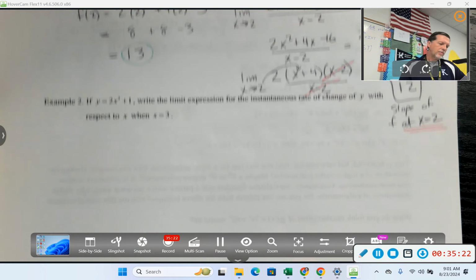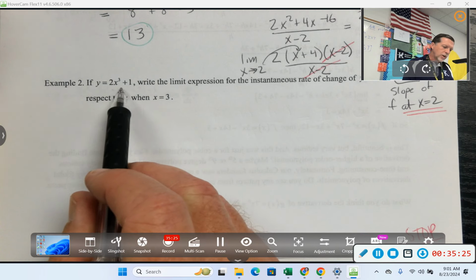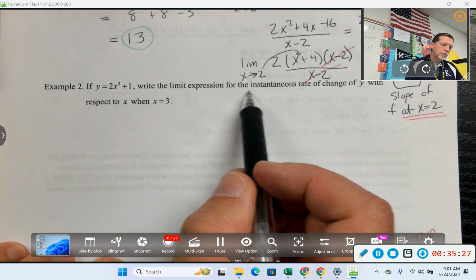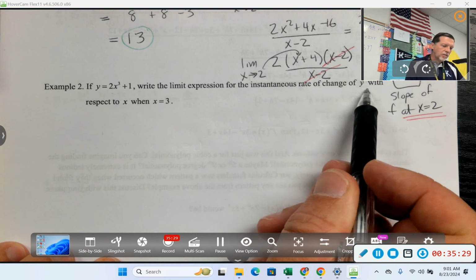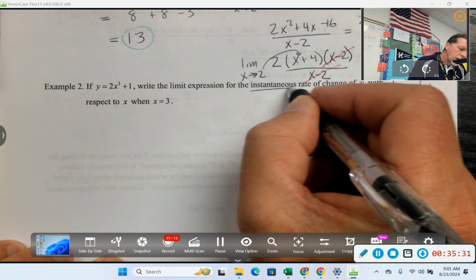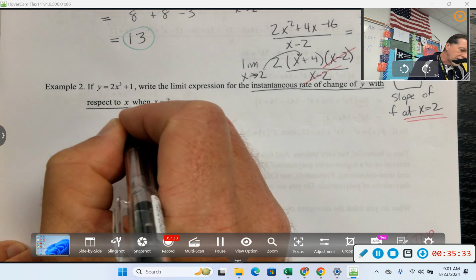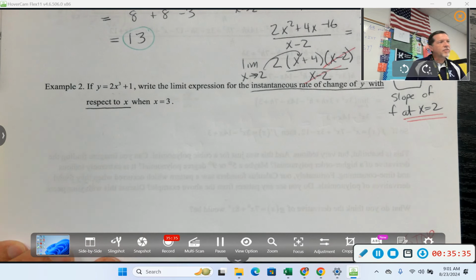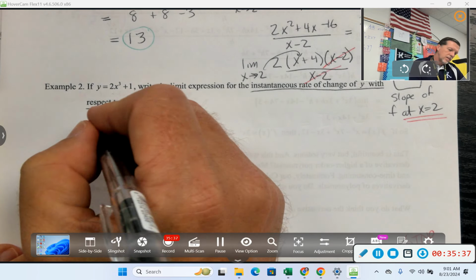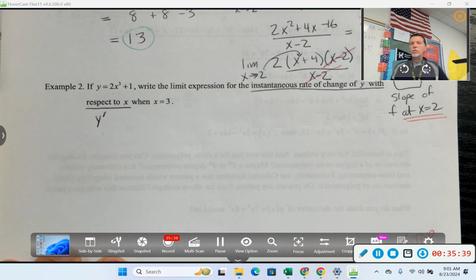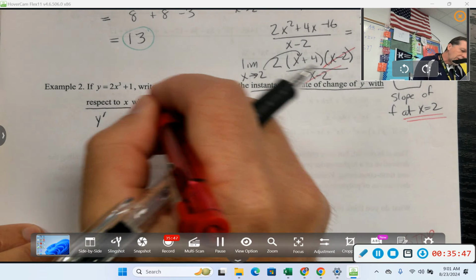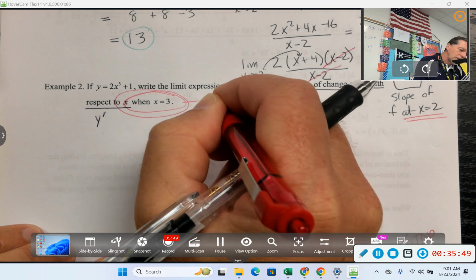Example 2 and final. If y equals 2x cubed plus 1, write the limit expression for the instantaneous rate of change of y with respect to x. That's a lot of words to say derivative or y prime. But we keep using all the words because we need to make sure you understand that all those words mean derivative. Oh, when x equals 3. That's great. That means we get to use the alternative form.